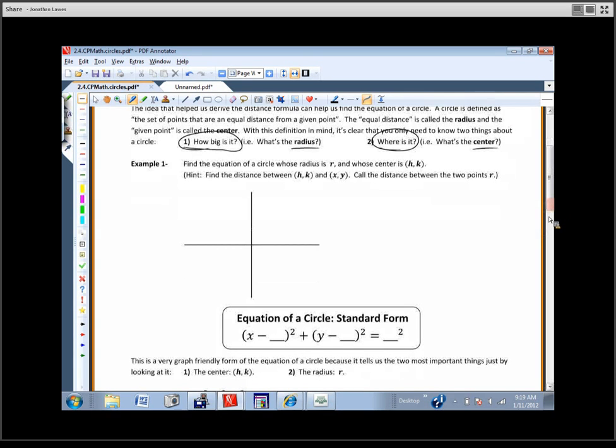We can actually come up with the equation for the standard form of a circle, a nice graph-friendly form. Here's how we do it. Let's put the center at h comma k. Remember, the definition of a circle is all the points that are equidistant from that point. So if I go out this far to a point x comma y, and say that point is on the circle, well, any point that's that far from the center is going to be on the circle. This distance is r.